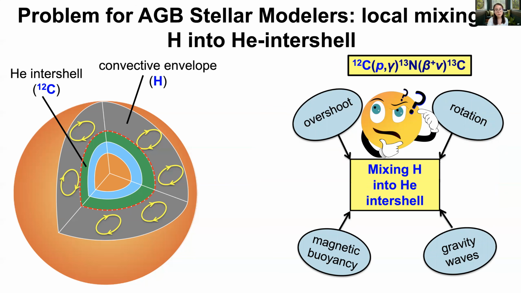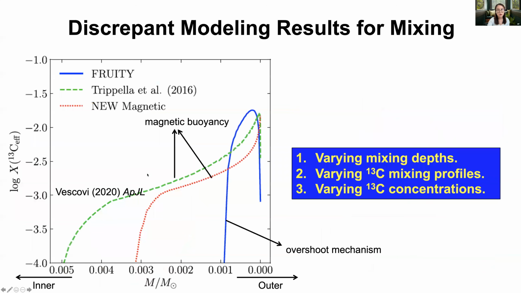However, here is the problem for stellar modelers. Stellar modelers can't handle such local dynamic instabilities along this boundary well. To make the problem worse, a variety of instabilities caused by different physical mechanisms can occur along this boundary, and we don't know if they work together or independently in forming and shaping the carbon-13 in the helium intershell in AGB stars. And these uncertainties result in very different results for the carbon-13 formation.